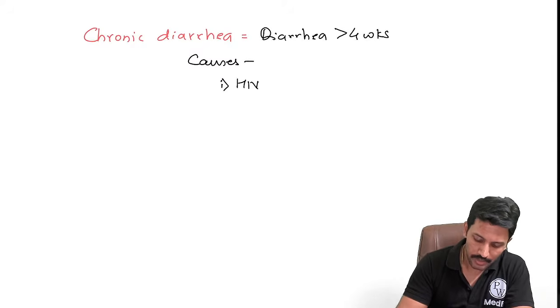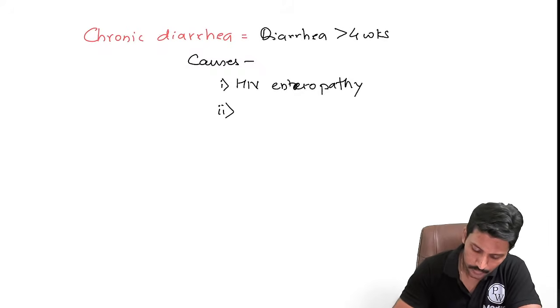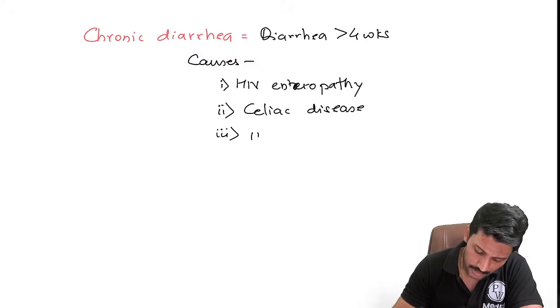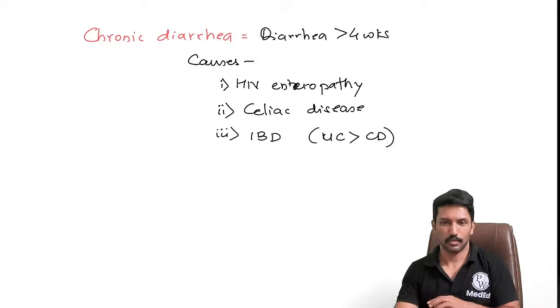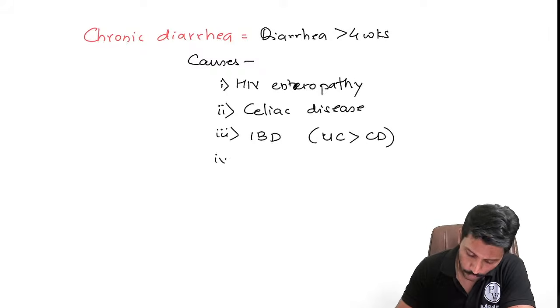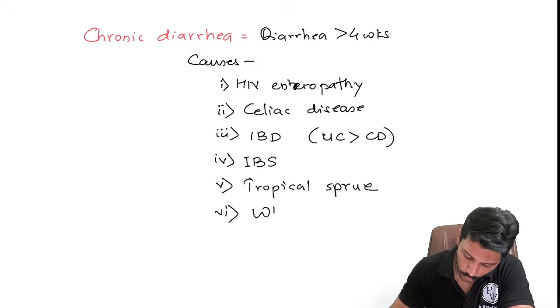Today, one of the important causes is HIV enteropathy. So HIV can affect the intestines, where you can have chronic diarrhea. Then celiac disease, where you have gluten sensitivity. Third, you can have it in IBD, especially ulcerative colitis, which is more likely to cause chronic diarrhea than Crohn's disease. Crohn's disease causes abdominal pain, fistulas, fissures and strictures rather than diarrhea. Okay. Then fourth, irritable bowel syndrome. Fifth, tropical sprue. And sixth, Whipple's disease.